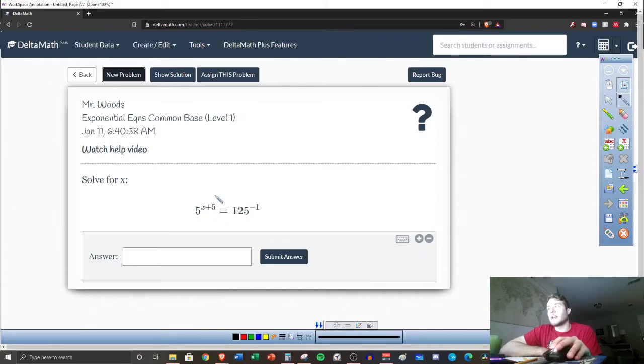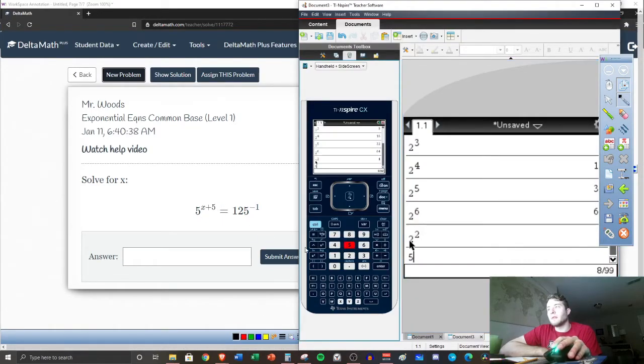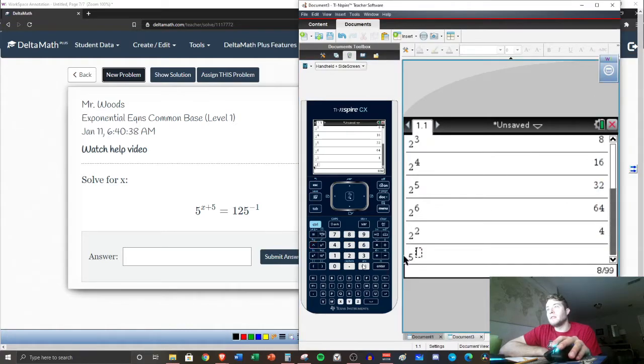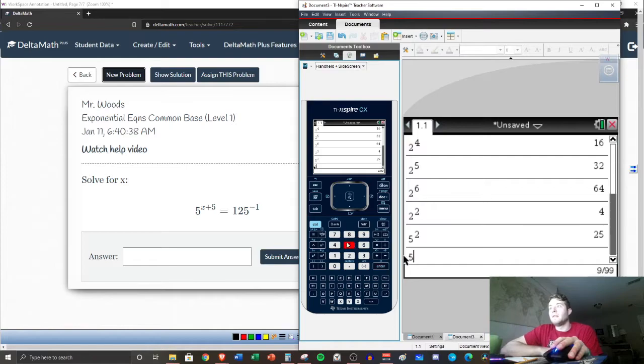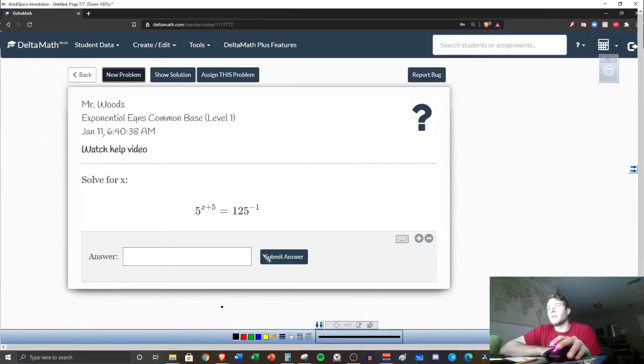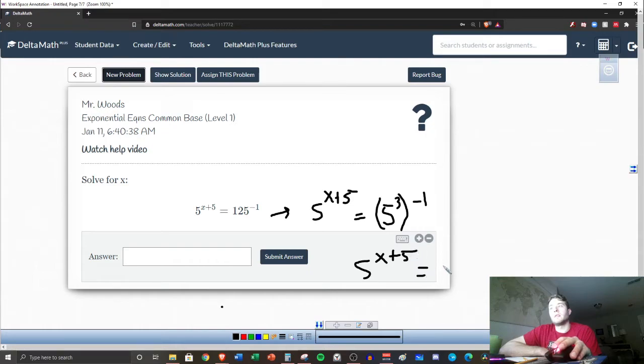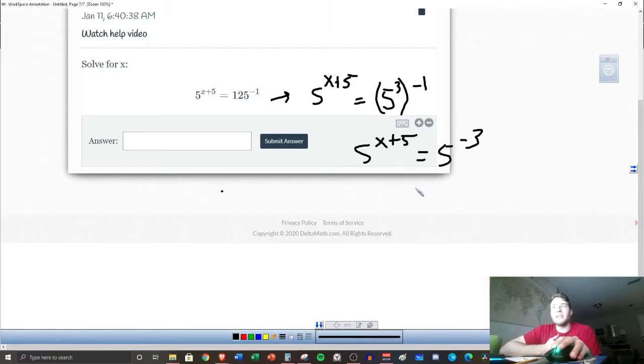The common base is going to be, it looks like, 5. So 5 raised to what power equals 125? Well, let's do 5 to the second is 25. 5 to the third is 125. Okay, so let's rewrite this. 5 to the x plus 5 equals 5 to the third, to the negative 1. Now we simplify these, so we're going to multiply the negative 1 times the 3, so it's 5 to the x plus 5 equals 5 to the negative 3.